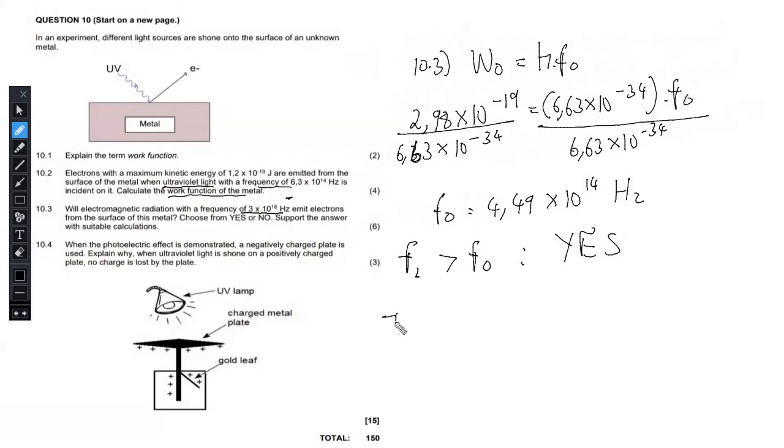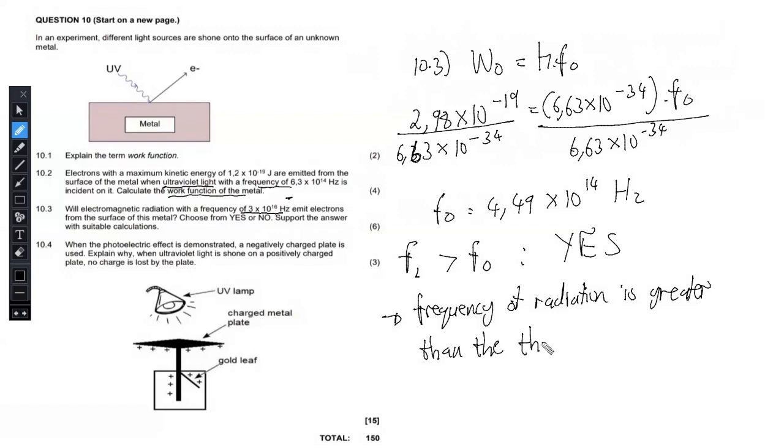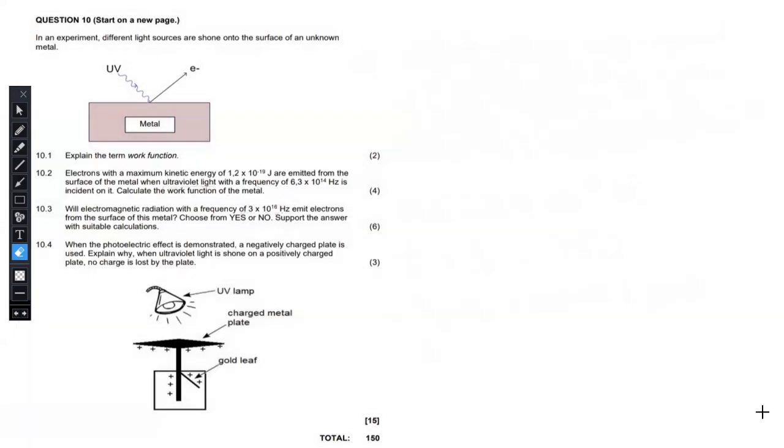So this suitable frequency is greater than the threshold frequency, right? So we're going to say yes, and the reason is because frequency of radiation is greater than the threshold frequency. So if you've been wondering why it is 6 marks, it's because there is a mark for saying yes, there is a mark for concluding here, and then there are 4 marks for just the calculation, right? So that did not indicate the difficulty of the question. I always say do not look at the marks and assume that the questions are difficult.